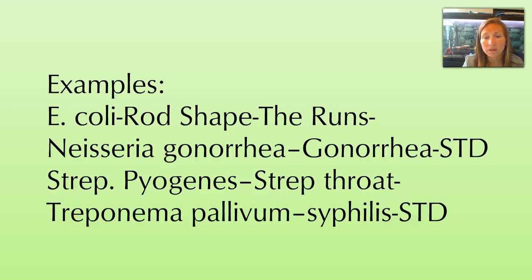Some examples of bacteria and how they affect us: E. coli is a rod or bacilli-shaped bacteria, and it usually gives you the runs. Neisseria gonorrhoeae gives you the STD, gonorrhea. You have Streptococcus pyogenes, which causes strep throat, as well as a few other things depending on the strain. And then Treponema pallidum causes syphilis, which again is another STD. Now, these are all negative types of bacteria. There are positive bacteria out there that we will also get into.